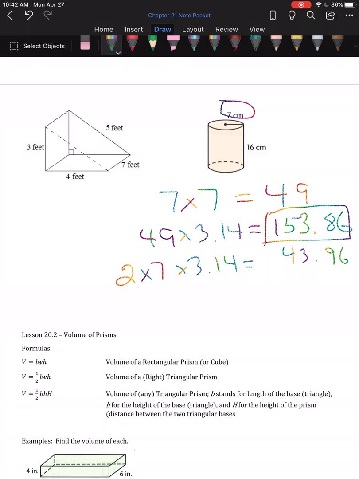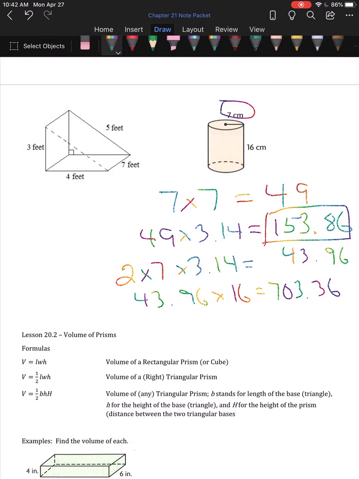Step 5, multiply your result from step 4, which is that 43.96, by the height. The height is how tall the cylinder is. Here, it is 16 centimeters. Again, we're not rounding unless we might round our final answers. So that's 703.36.